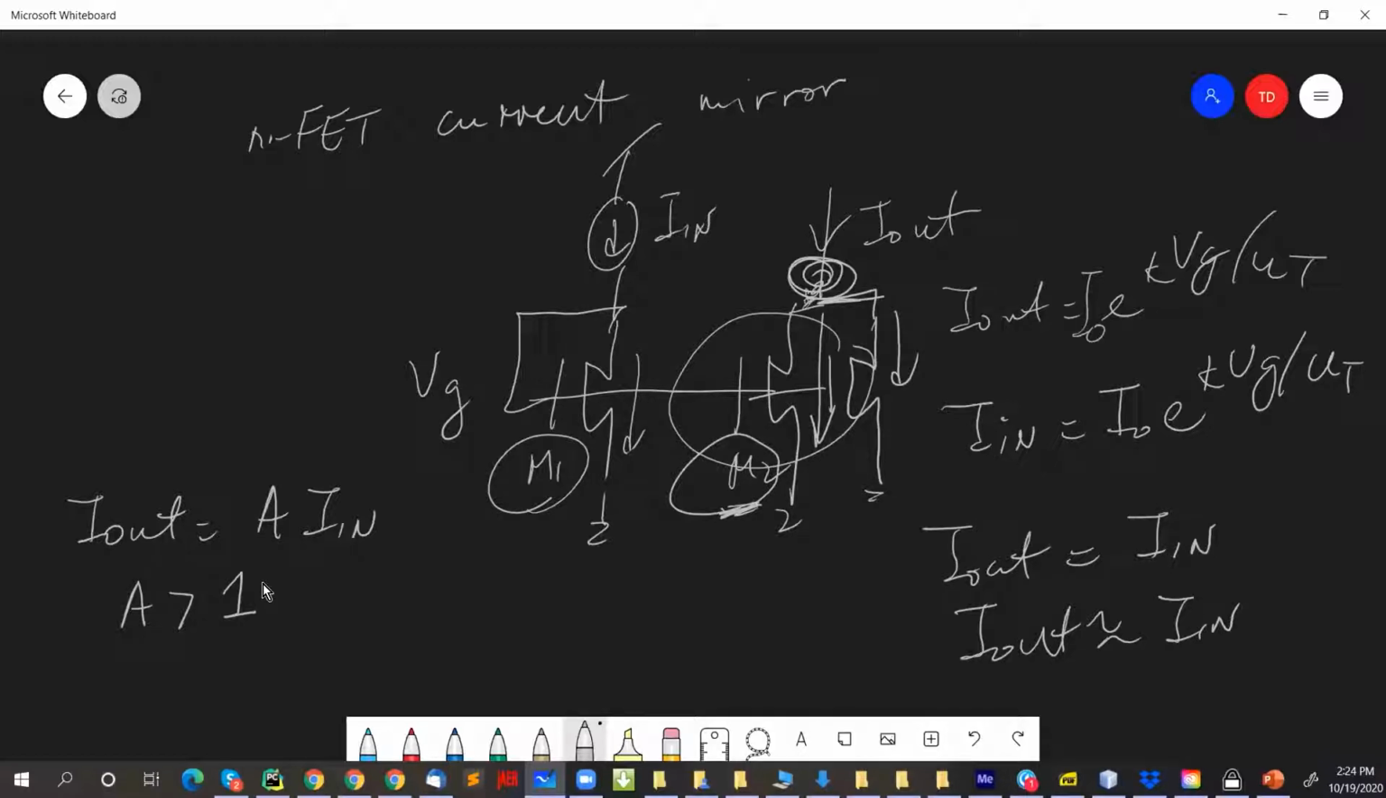I M2 equals A times M1. Yes, okay, you can do that too. So basically Sham's saying that you can also change the W over L of this one transistor. So instead of making this M2, you mean? Toby, don't worry.